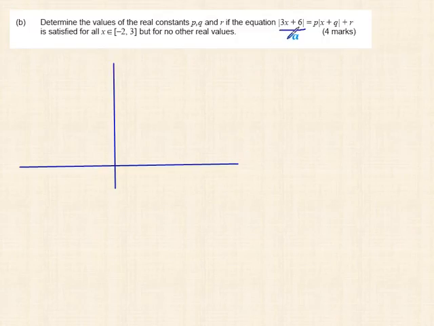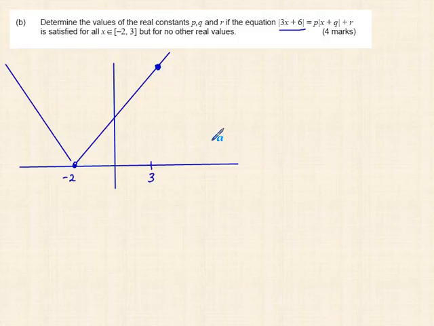It's 0 when x is -2. And then it's going to go up this way and this way. We want this to follow this along this section of the curve, or this line, this section of line, but be different everywhere else.